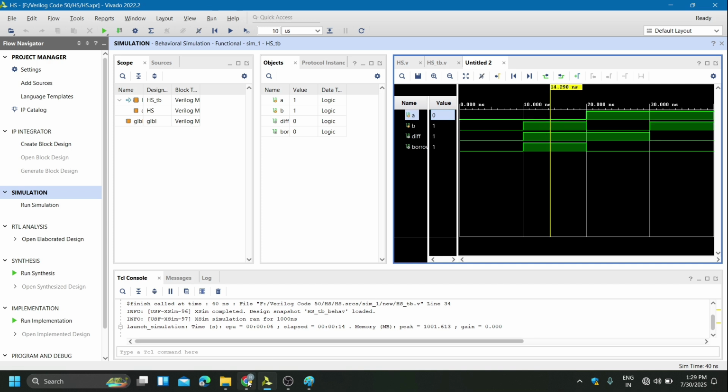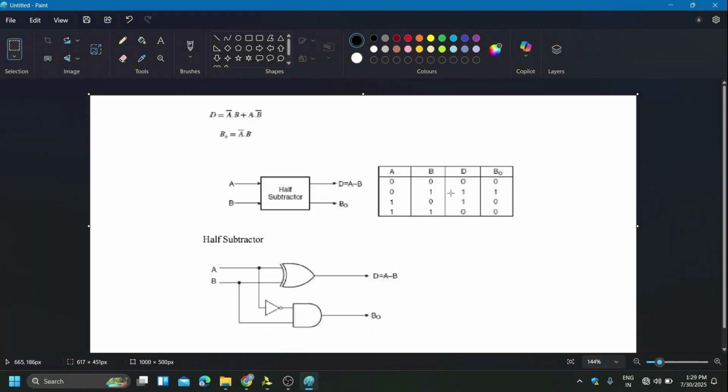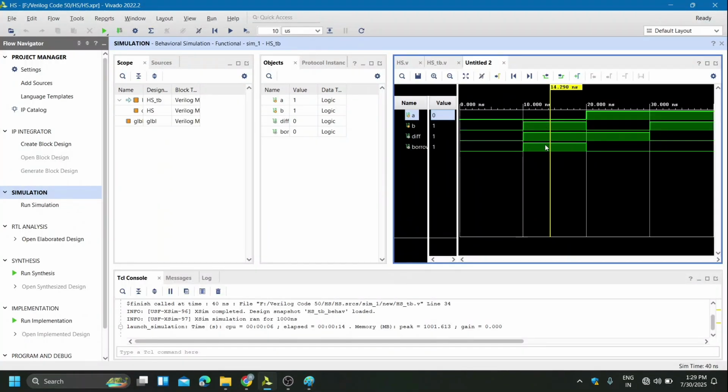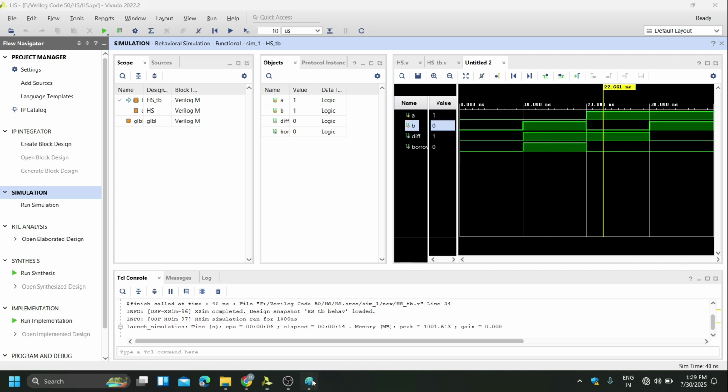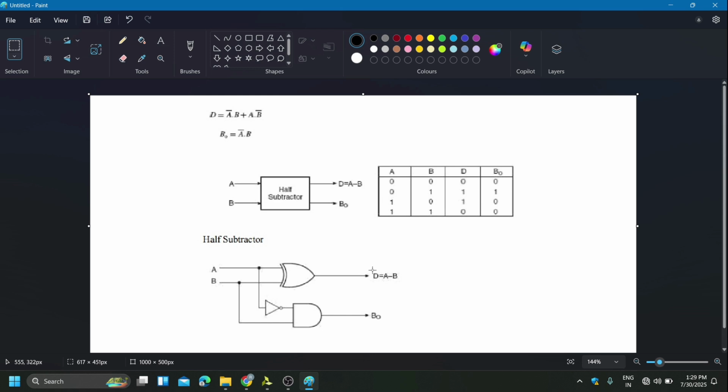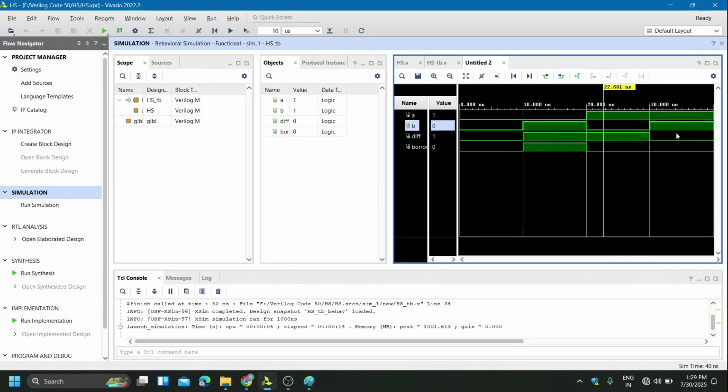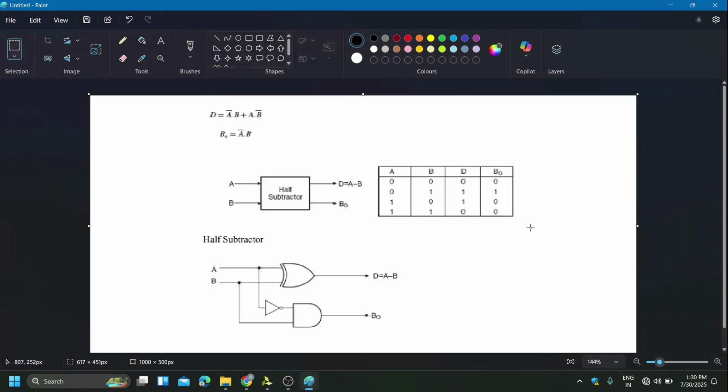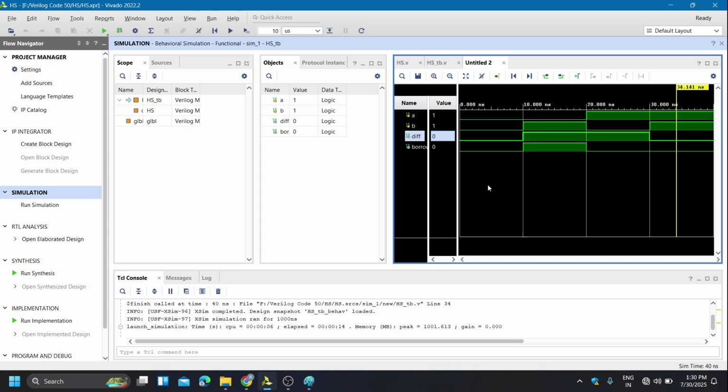For the 0 1 case, difference and borrow is 1 1. So here for the 0 1 case difference and borrow is 1 1. Next for the 1 0 case, 1 0. For the 1 0 case, 1 0. Okay, and at last for the 1 1 case it's 0 0. For the 1 1 case it's 0 0. So whatever code we wrote is correct, because it gives the exact result we are expecting, right?